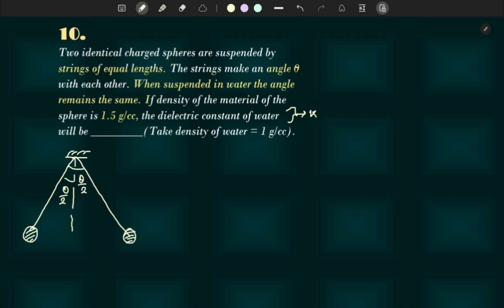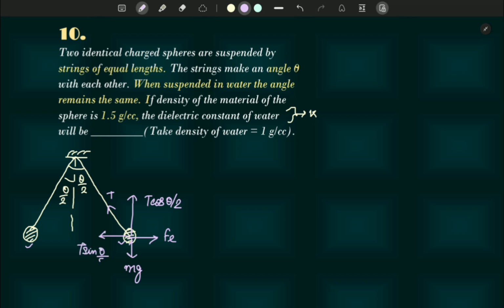Now we need to draw the FBD for one sphere. So for this sphere, in the downward direction mg will be acting. And notice these are charged spheres, so in this direction an electrostatic force Fe will be acting, because similar charges, so there will be repulsion. In this direction tension. And now you know how to convert a given force into its components. So here T can be converted in this way. This is T cos theta by 2, and in this direction T sin theta by 2.